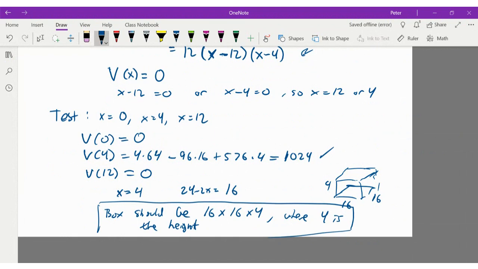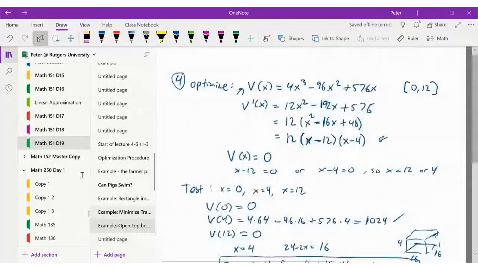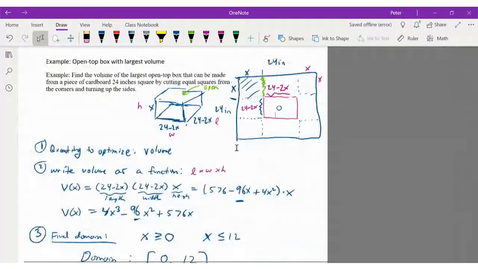Can you explain how you got, sorry, I was reading a question. Can you explain how you got 12 as part of the domain again? Yeah, it just comes from the geometry that the most, if I'm going to cut out x on both sides of a side, the most I can do is cut out 12, because if I cut out 12 on each side, that comes out to 24 inches that I've cut away, and there are only 24 inches.